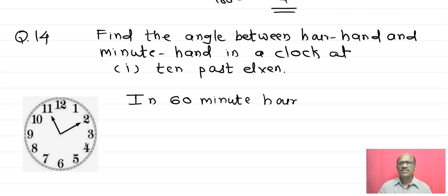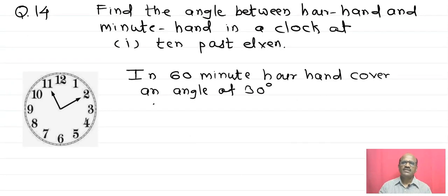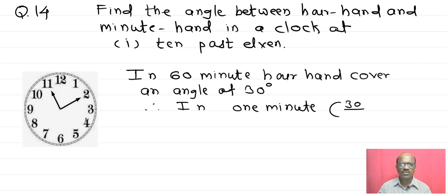Now first of all, you see, in 60 minutes, the hour hand covers an angle of 30 degree. Therefore, in 1 minute, it covers the angle 1 upon 2 degree. This is very important for all the problems. That is, in 1 minute, the hour hand covers 1 upon 2 degree.